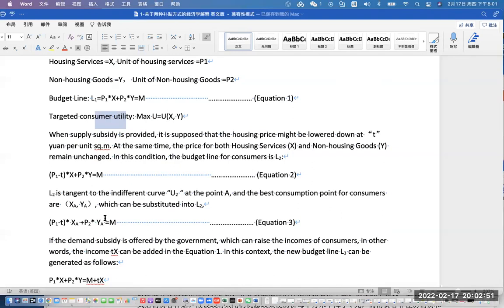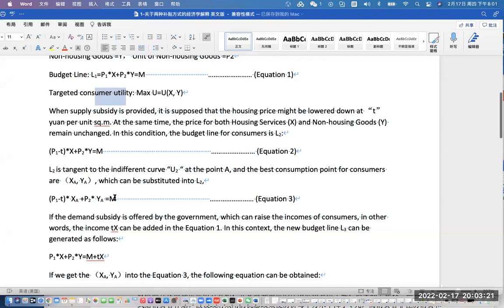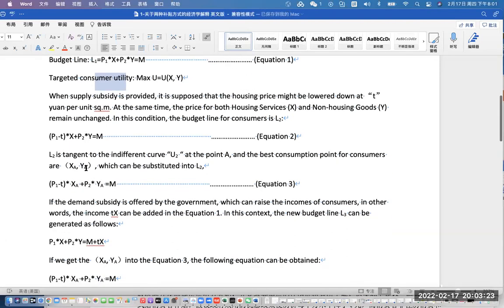So we say L2 is tangent to the indifference curve U2 at point A, if you remember the lines, okay? And the best consumption point for consumers is (XA, YA). A can be substituted into L2 according to this equation of the line, so that we come to equation 3: (P1 minus T) XA plus P2 YA equals M, at the point (XA, YA).